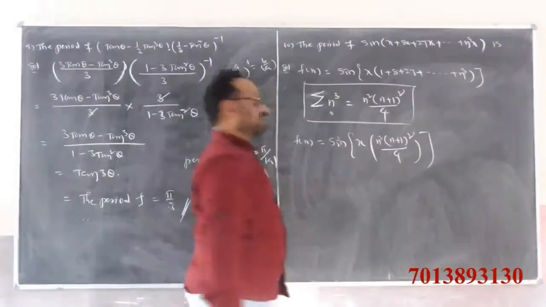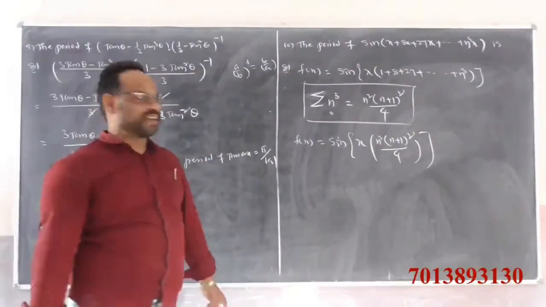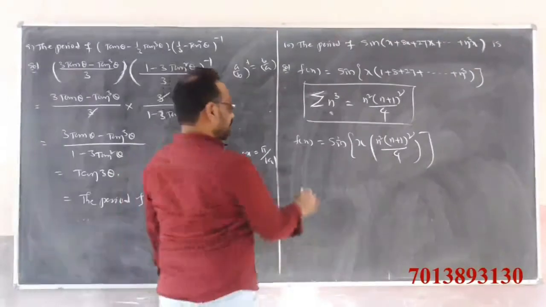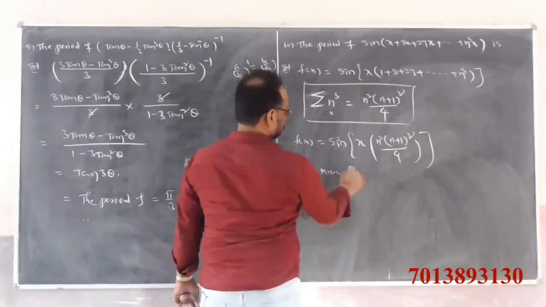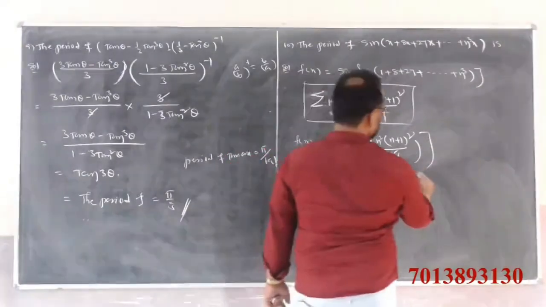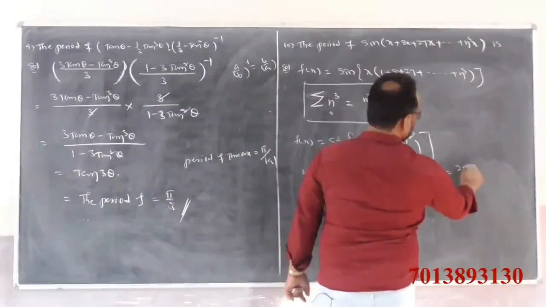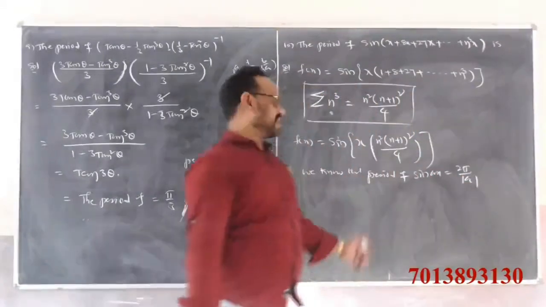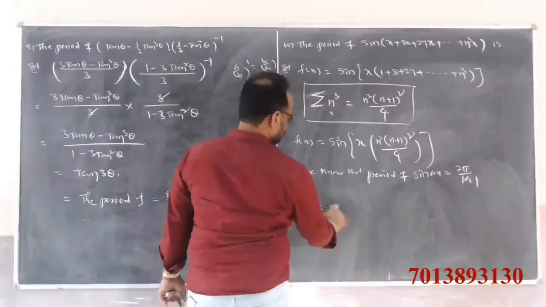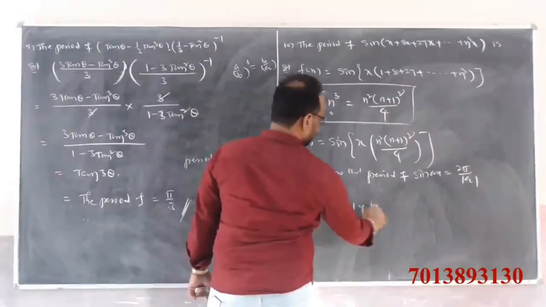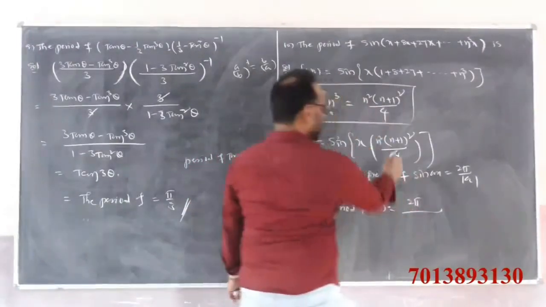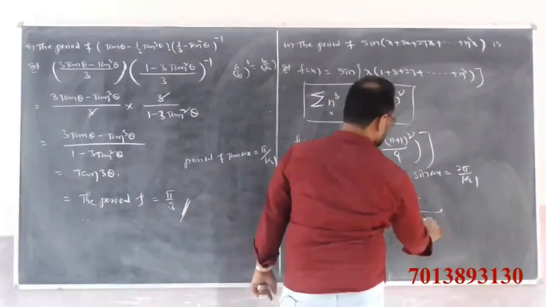So we want the period of sin ax. This is a and x. So already we know that the period of sin ax is 2 pi by mod a. Therefore, the period of the given function f of x is equal to 2 pi by mod a, which means n square into n plus n whole square by 4.